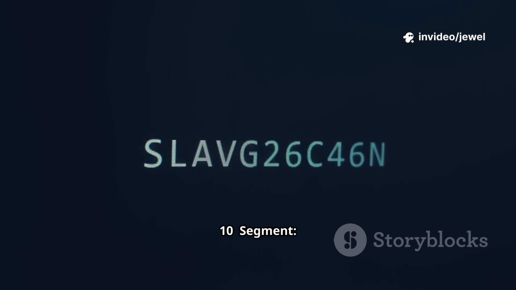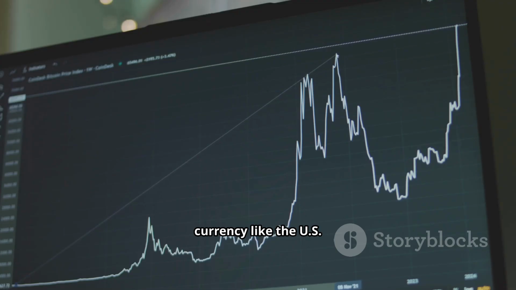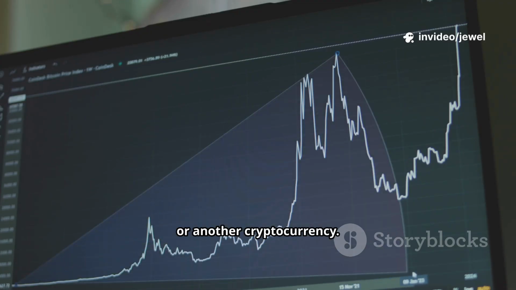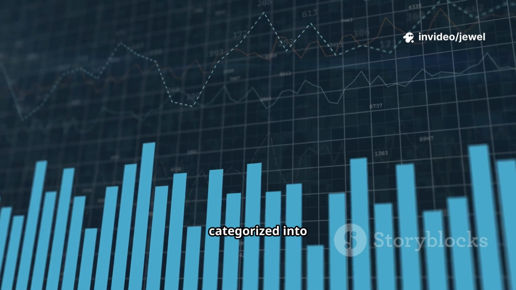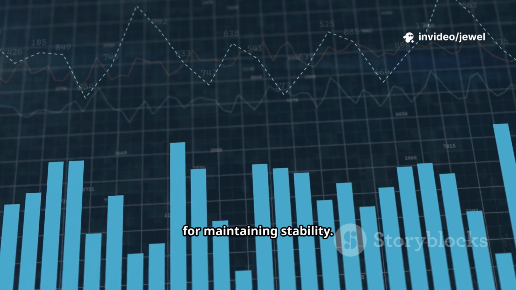FinTech, Lecture 10. Stablecoins. Stablecoins are cryptocurrencies designed to minimize price volatility by pegging their value to a stable asset, such as a fiat currency like the US dollar, a commodity, or another cryptocurrency. They are generally categorized into four main types based on their underlying mechanism for maintaining stability.